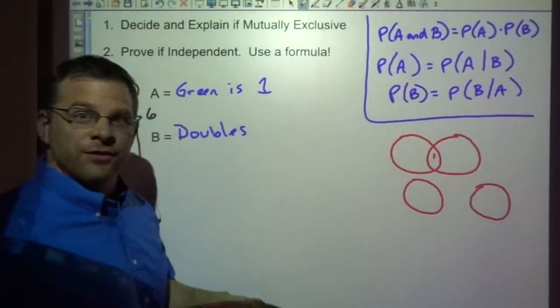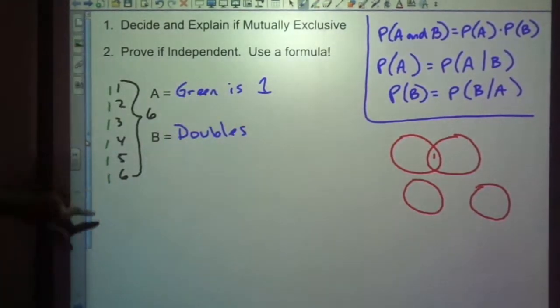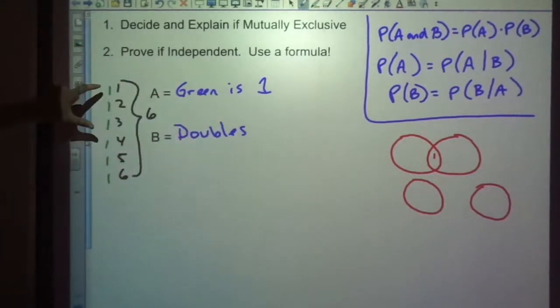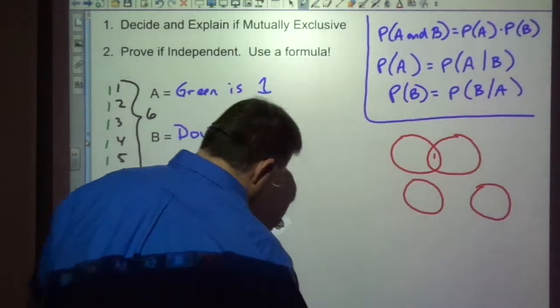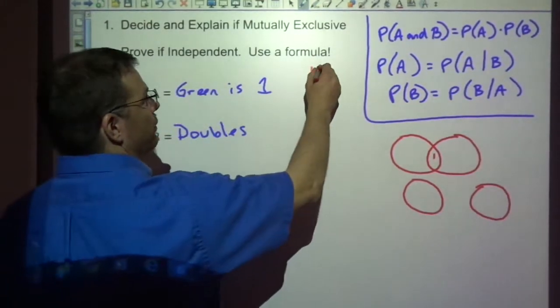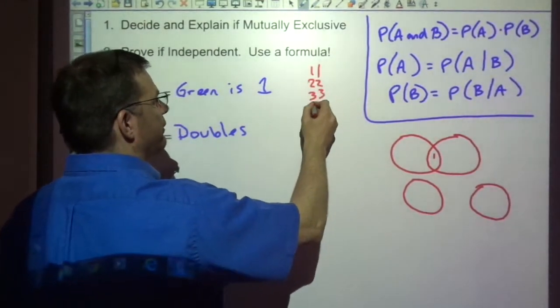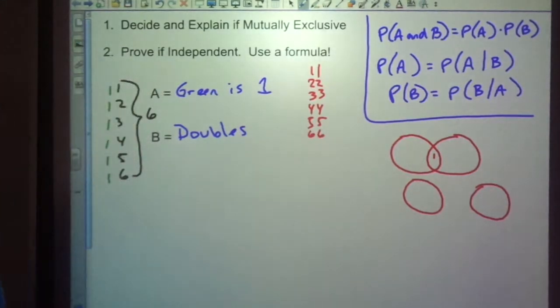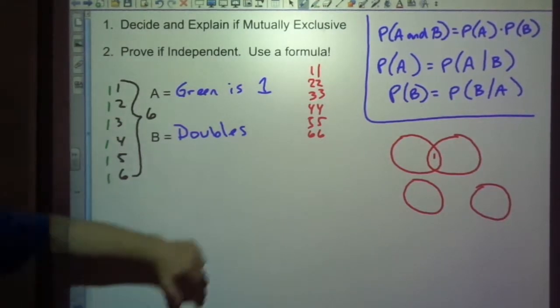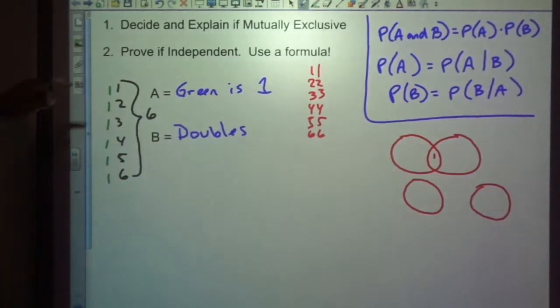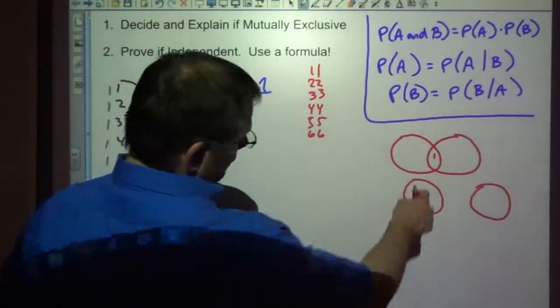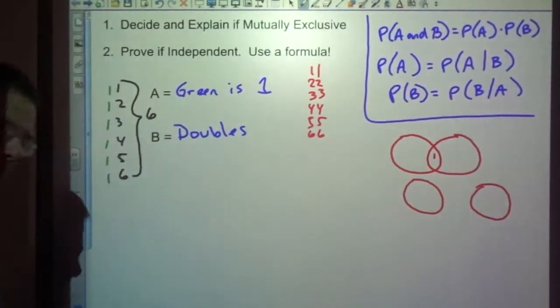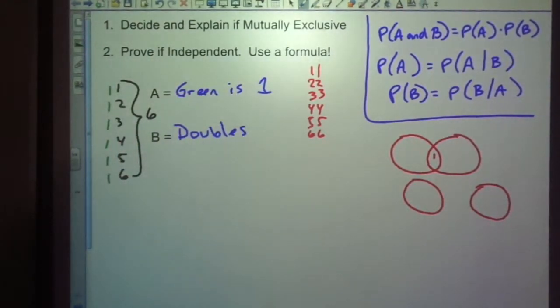Okay, and start. I'm going to keep this up. These are the 6 rolls where the green die is 1. And I'm also now looking for my doubles. My doubles possibilities are 1, 1, 2, 2, 3, 3, 4, 4, 5, 5, 6, 6. So, is there an overlap? Are there any of these that are also these? Well, this one, the 1, 1. So again, there's one roll where there's an overlap, so they are not mutually exclusive.